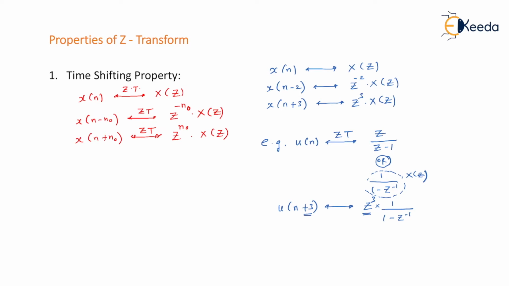Let's move to the next property. Next property is the time reversal property. Let's see how it works. For example, we have signal x of n whose Z transform is x of z. Since the property is named time reversal, let's apply a time reversal. So if x of n is the original signal, x of minus n is the time reversal signal. Then x of minus n will have Z transform as x of 1 by z, or we can write 1 by z as Z inverse.